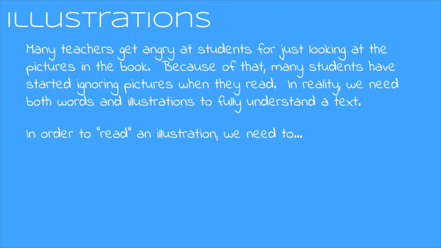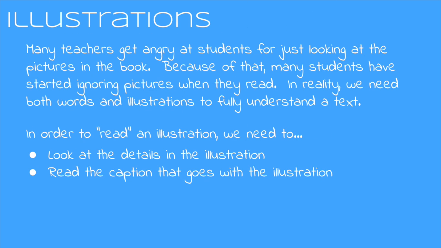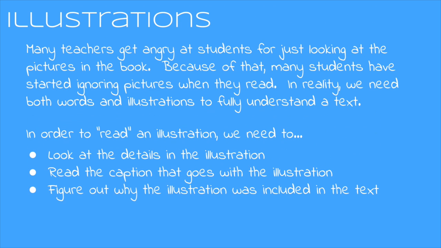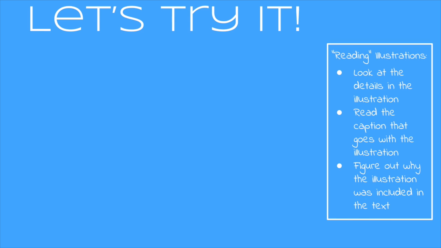In order to read an illustration, we need to look at the details in the illustration. We also need to read the caption that goes with the illustration. And lastly, we need to figure out why the illustration was included in the text. Let's give it a try with this article. Remember our strategies. We're going to look at the details in the illustration. We're going to read the caption that goes with the illustration. And we're going to figure out why the illustration was included in the text.